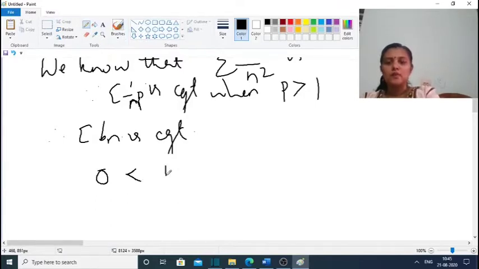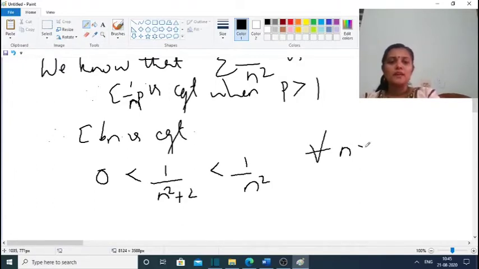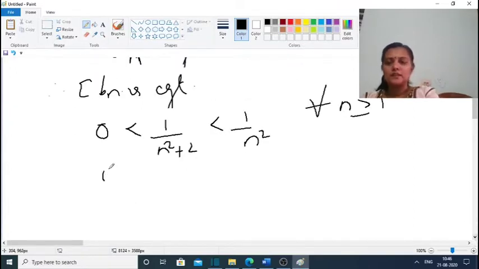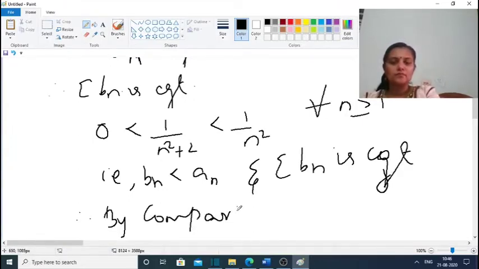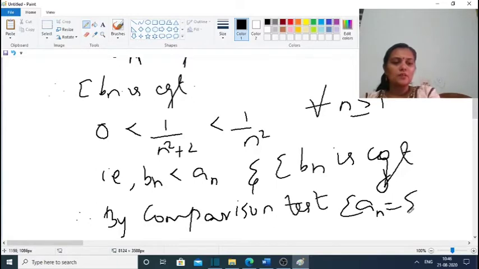Now 0 is less than 1 by n square plus 2, which is less than 1 by n square, for all n greater than or equal to 1. That is, an is less than bn, and sigma bn is convergent. Therefore, by the comparison test, sigma an, which is sigma n equal to 1 to infinity 1 by n square plus 2, is convergent.